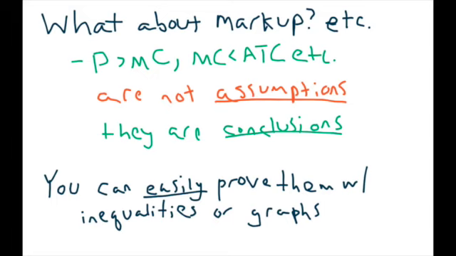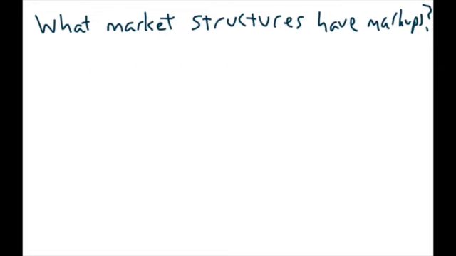They are conclusions of the model that you can derive using what you know about the model. You can prove them easily using inequalities or graphs. Easily being the key word. Using one of these two. So you don't need to memorize them. So let's do some examples.